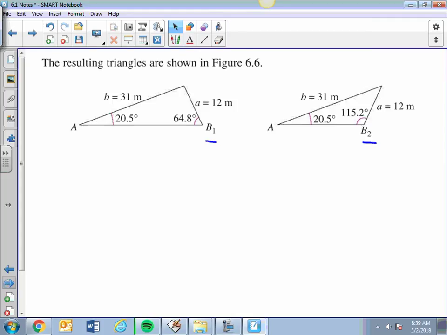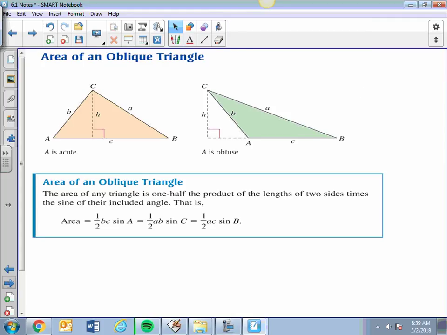Okay, so let's go to our last concept that we want to talk about. This is the area of an oblique triangle. So in other words, if you don't have a right triangle, how do you figure out the area? There's a couple different ways to do this, but one of them is this method here. Basically, if you have an angle, but you don't have the side length across from that angle given, you can use this formula here.